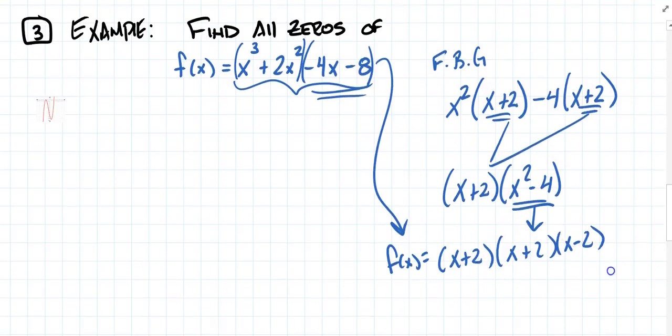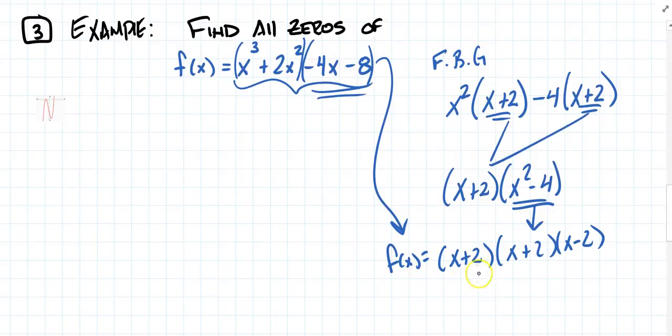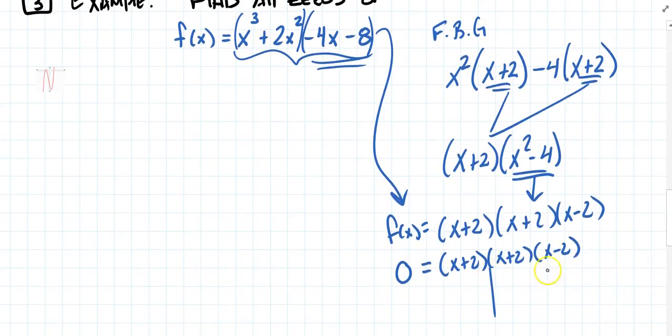So from here, if I want to find the zeros, I want to find where this crosses the x-axis. So if I want to find the x-intercepts, I always set y to 0 and I solve. So I get x plus 2 times x plus 2 times x minus 2 equals 0. From here, we can invoke the zero product property, which simply says that if any 2 or 3 or 4 or 5 numbers, whatever it happens to be, multiply together to get 0, then one of the answers has to be 0. So this tells me that either x plus 2 is worth 0, or x plus 2 is worth 0, or x minus 2 is worth 0. This tells me that one of the zeros is x equals negative 2.